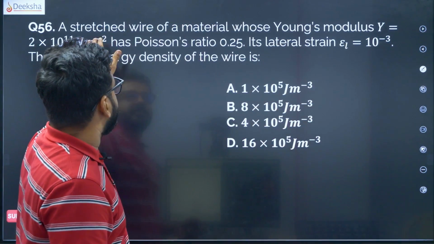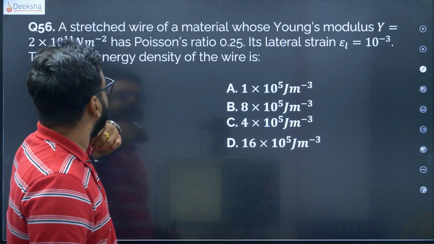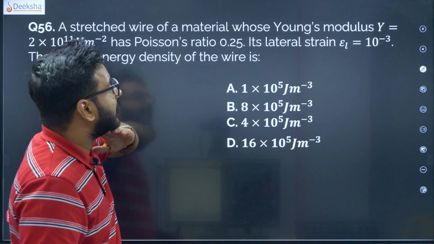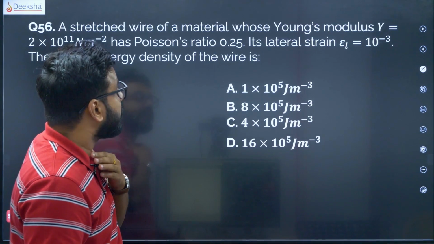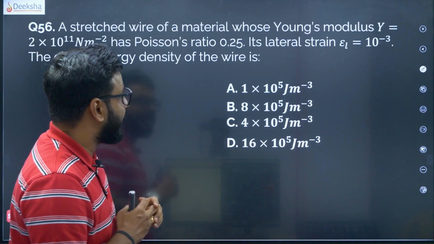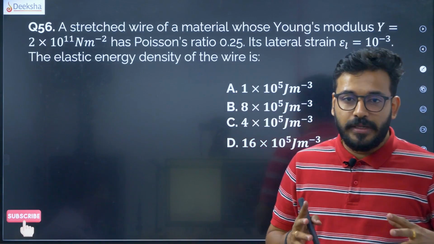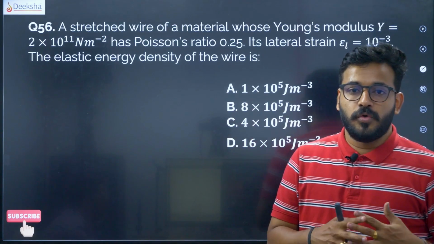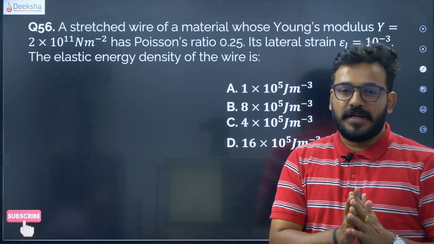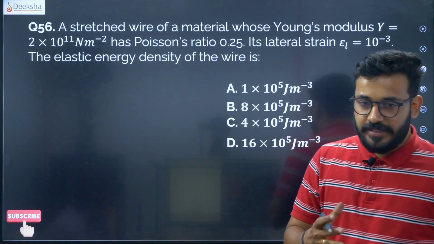Yes, a stretched wire of a material whose Young's modulus Y is 2 × 10^11 has Poisson's ratio 0.25. Its lateral strain εL is equal to 10⁻³. The elastic energy density of the wire is? So what is the elastic energy density? Once again, Poisson's ratio is actually a deleted topic. So anything where Poisson's ratio comes into the picture is not much of a utility to us. But still, in this question, let me just explain to you.